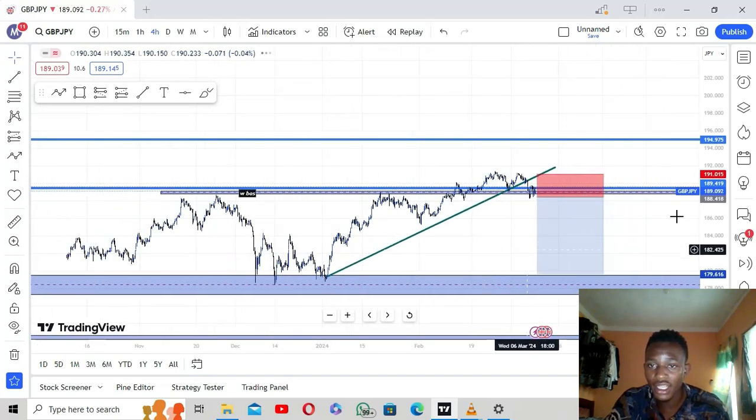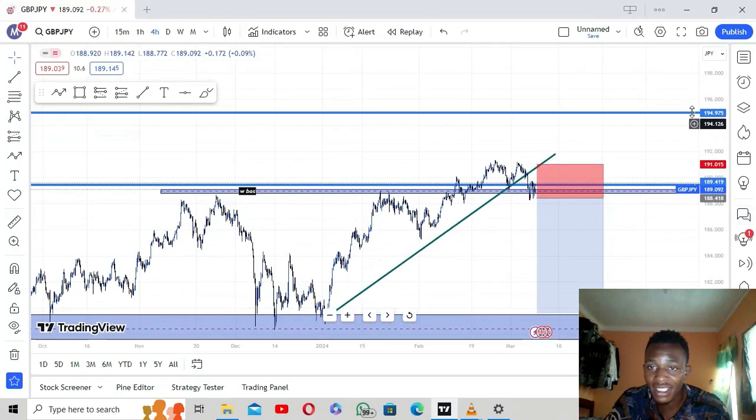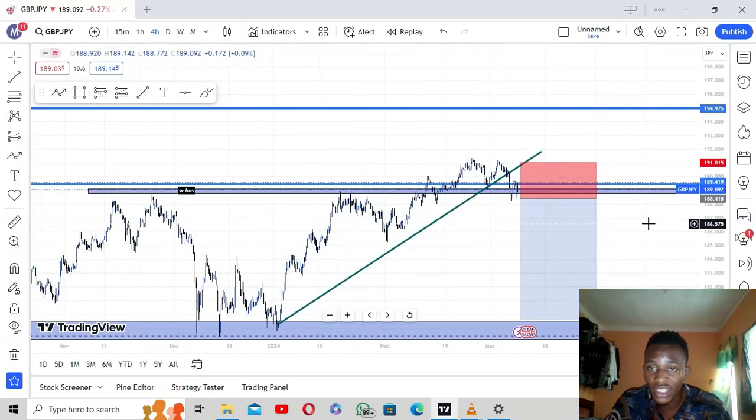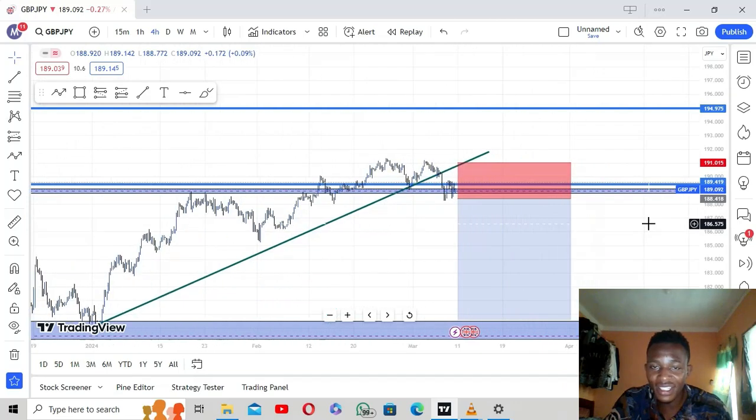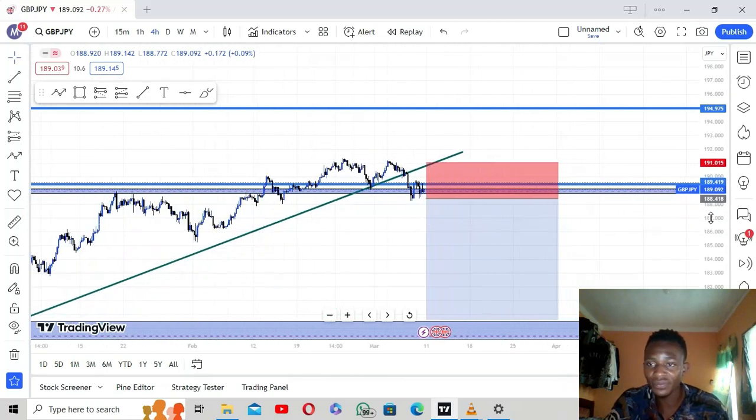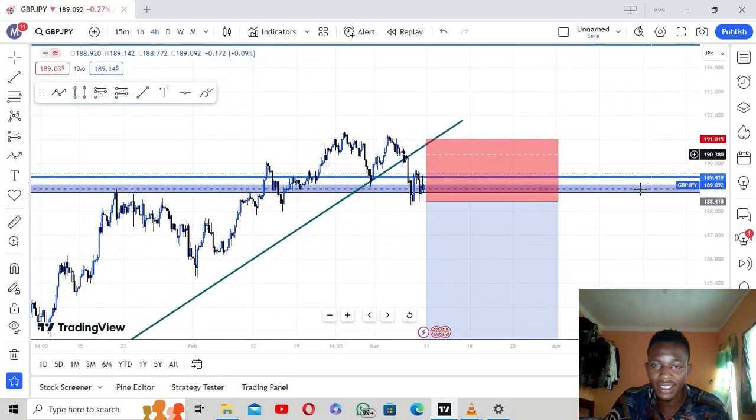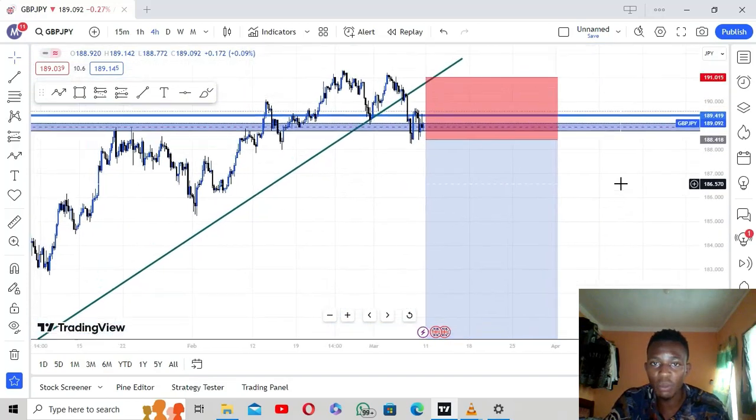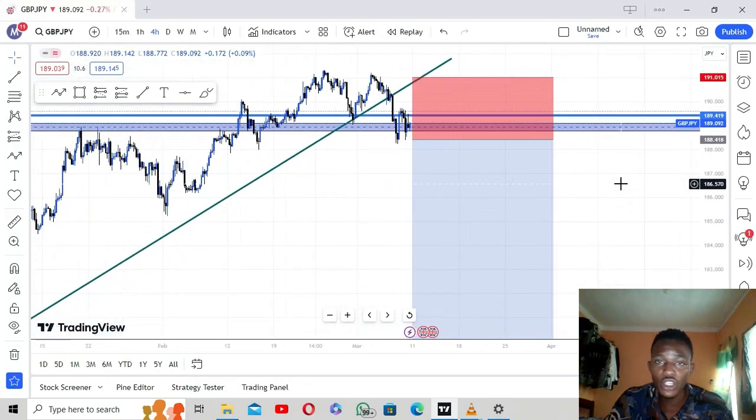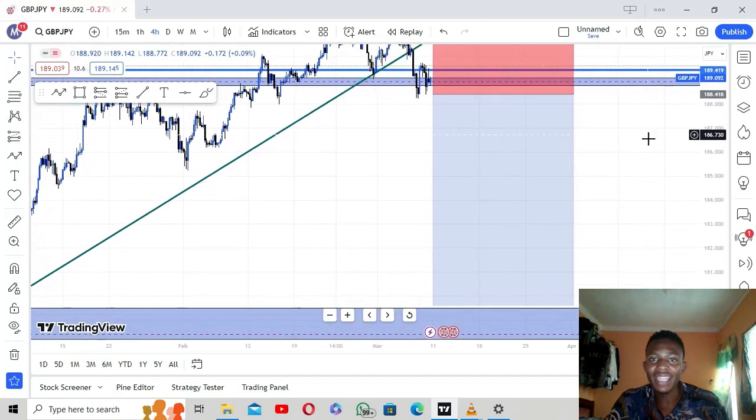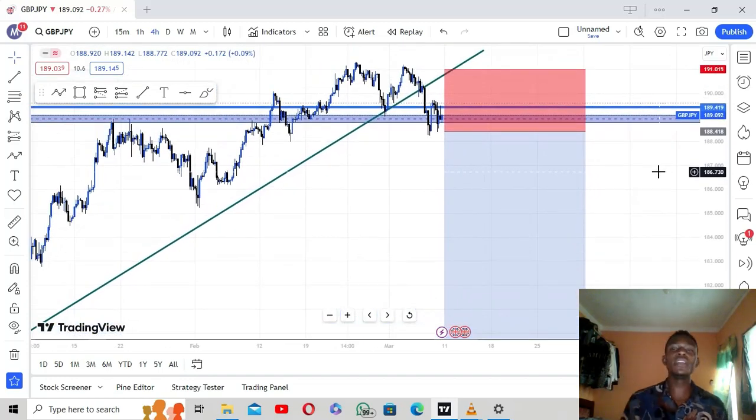This is good, guys. So if the market just does what I'm anticipating, this is what we'll be catching. This is the move we will be catching, guys. So that is my analysis for GBP JPY.